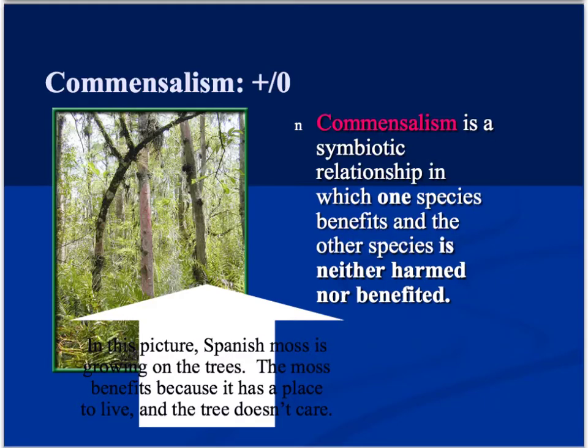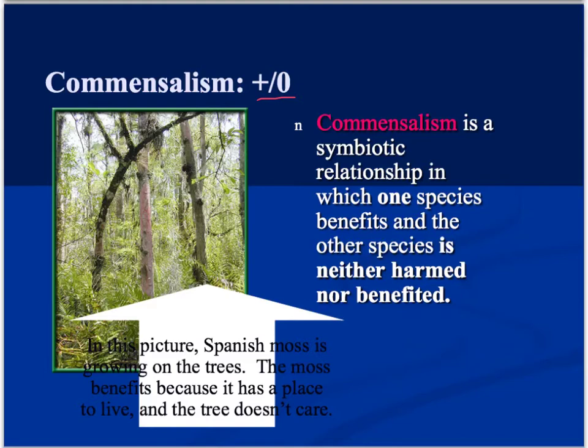So the next type of symbiotic relationship is known as commensalism. I refer to this as a plus and then zero relationship. And the reason for that is because mutualism had two things benefiting. Commensalism is a symbiotic relationship in which one species benefits, so something good happens to one species, and the other species isn't hurt, but it also doesn't get anything good.